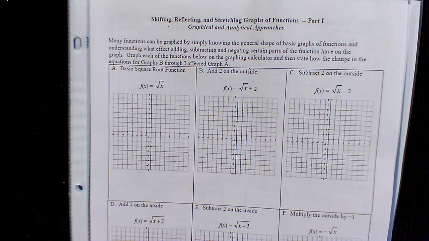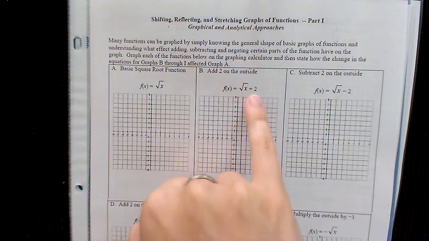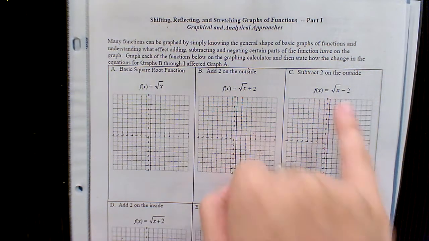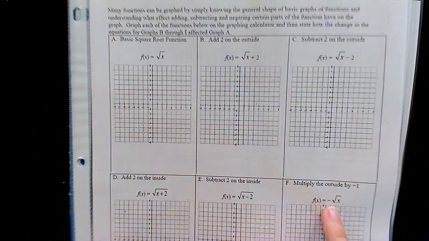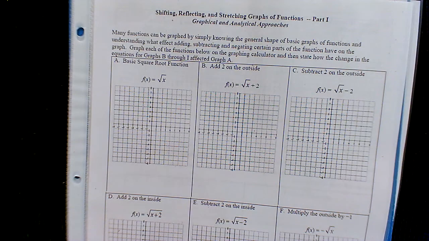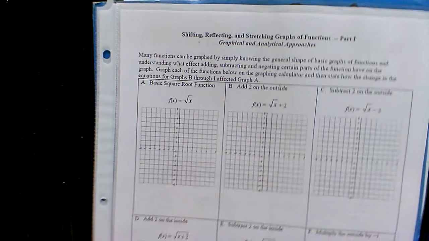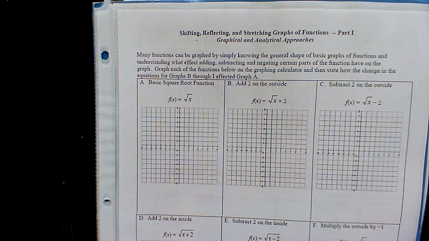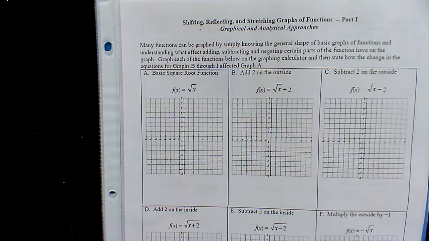Okay, so many functions can be graphed by simply knowing a general shape. And what we're going to investigate is, what if we were to simply add a number or subtract a number? What if we were to throw in a negative somewhere? How do those simple changes affect the way a graph looks? Okay, so we're going to start with a square root graph initially. So we're going to use our calculator to help us see the transformations physically, but I want to go ahead and graph this first one by hand.